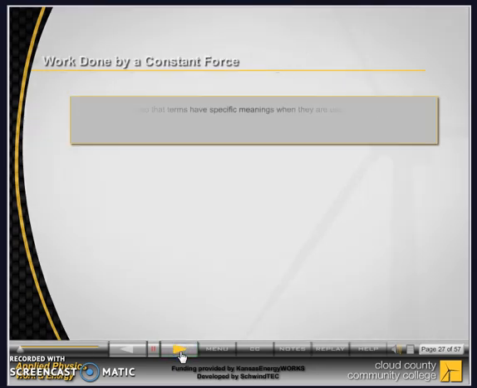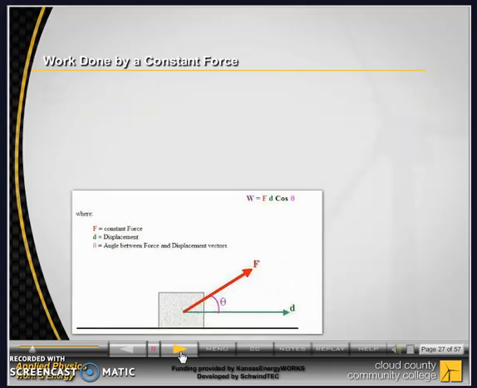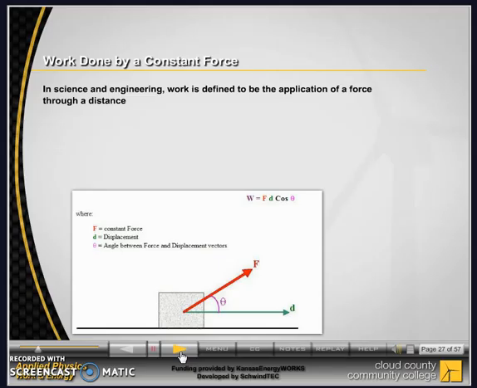We have discussed that terms have specific meanings when they are used in science and engineering, and that these meanings can be quite different than the everyday connotation we associate with them. This is especially true of the term work. In science and engineering, work is defined to be the application of a force through a distance. This definition of work has several subtleties.